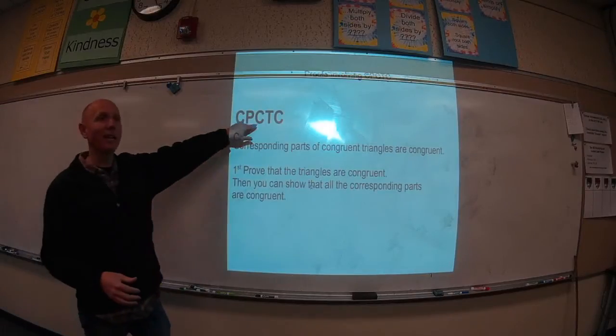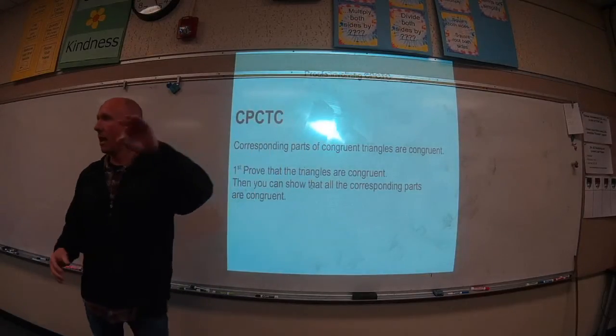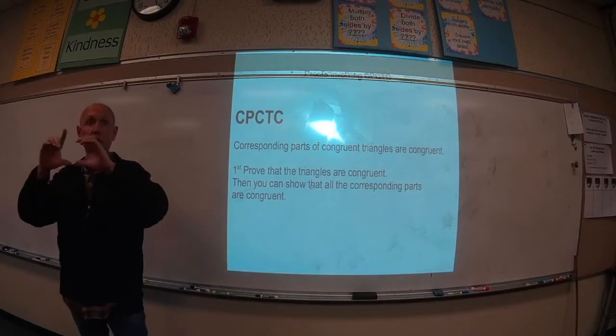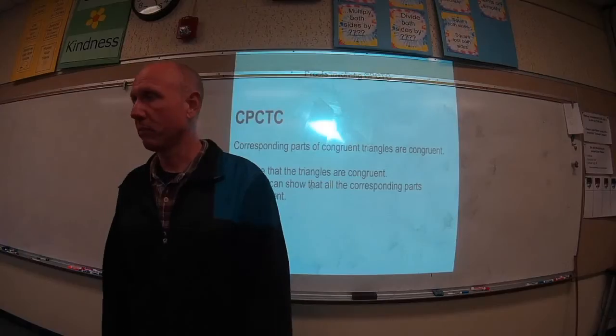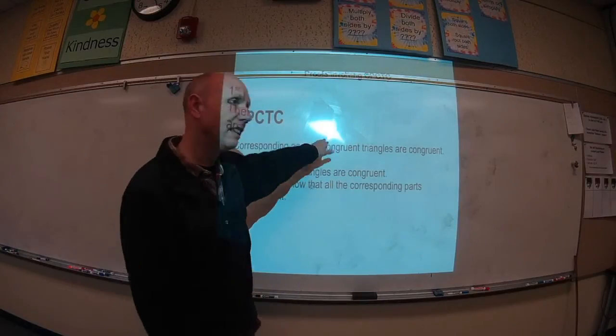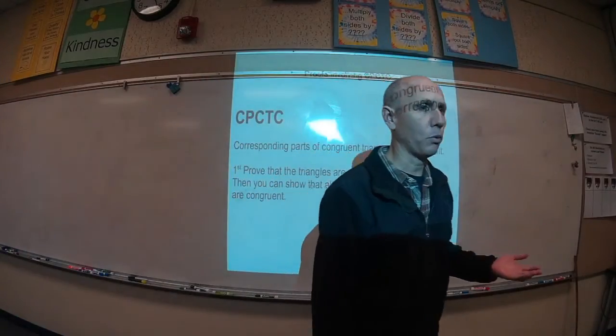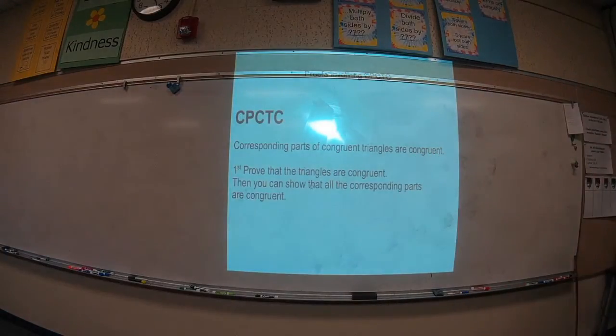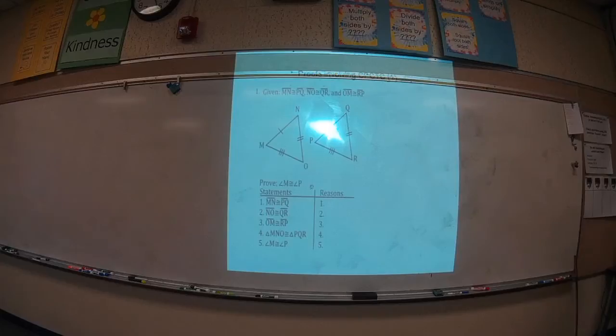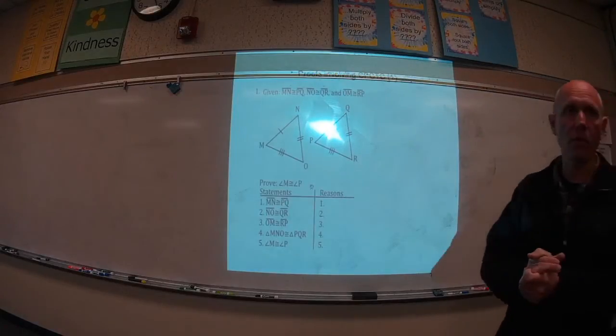Once I've done SAS or ASA or AAS, once I've proven the triangles are congruent, then I can say that all the parts are congruent. That's what it does. And this will be the last thing of pretty much any proof you're going to be doing today. So with that, get out a whiteboard and a marker, and let's do some proving up.